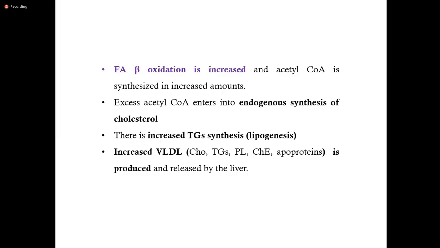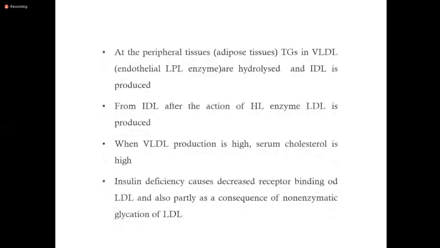Why? This VLDL is the lipoprotein which transports lipid from the liver to the peripheral tissues for storage and also for oxidation. VLDL contains cholesterol, triglyceride, phospholipid, cholesterol esters, and apoproteins. So when there is increased cholesterol and triglyceride production in the liver, more VLDL is produced in these uncontrolled patients, and those are released into blood.